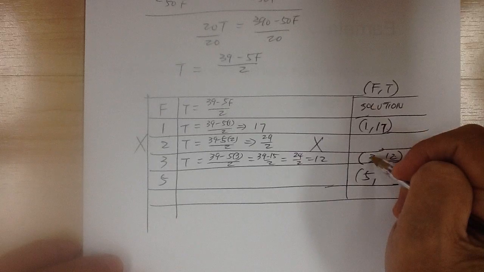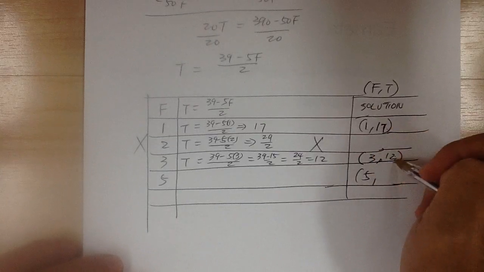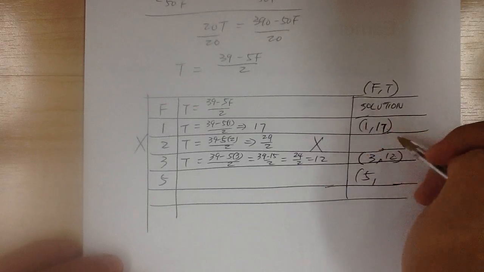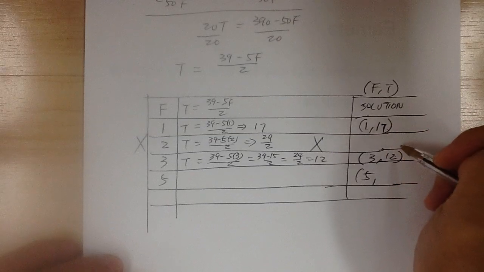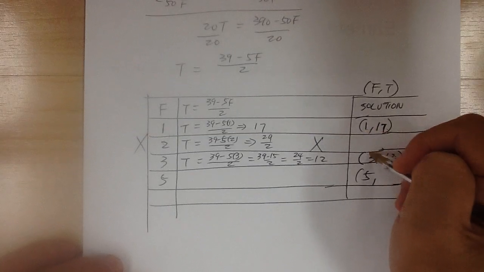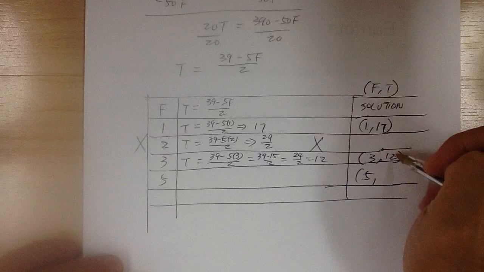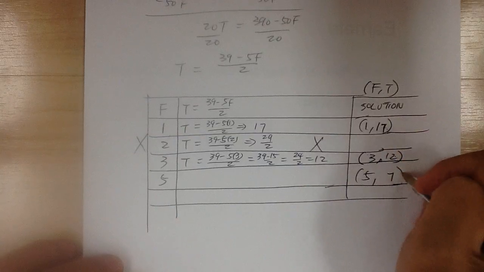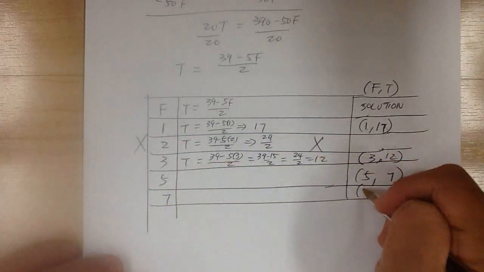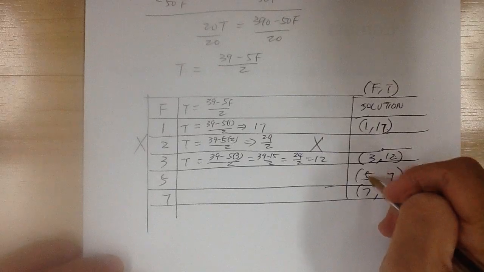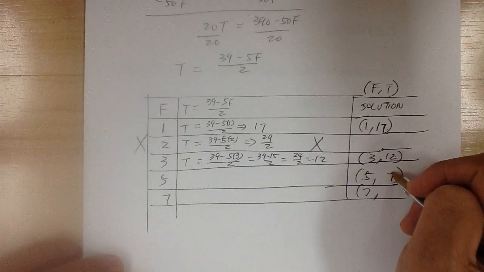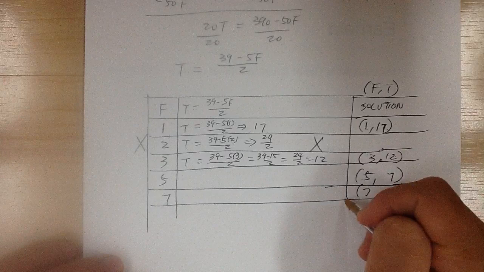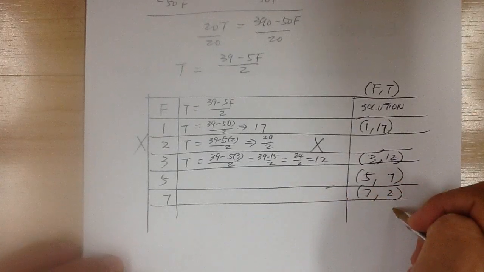So again, when you go up by 2, this will go down by 5, because 250s will equal 520s. From here you can see that this goes up by 2, goes up by 2, this will go down by 5, down by 5, which will give you 7. And for the 7, again you go up by 2, go down by 5, so it becomes 2. And that's it, because when you go down by 5, it's going to be no good already.